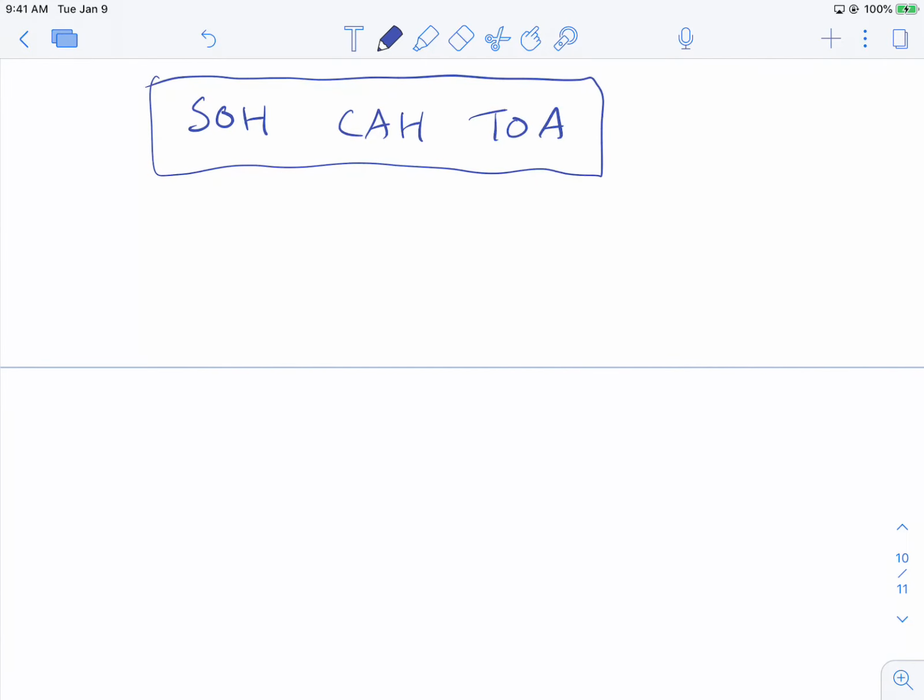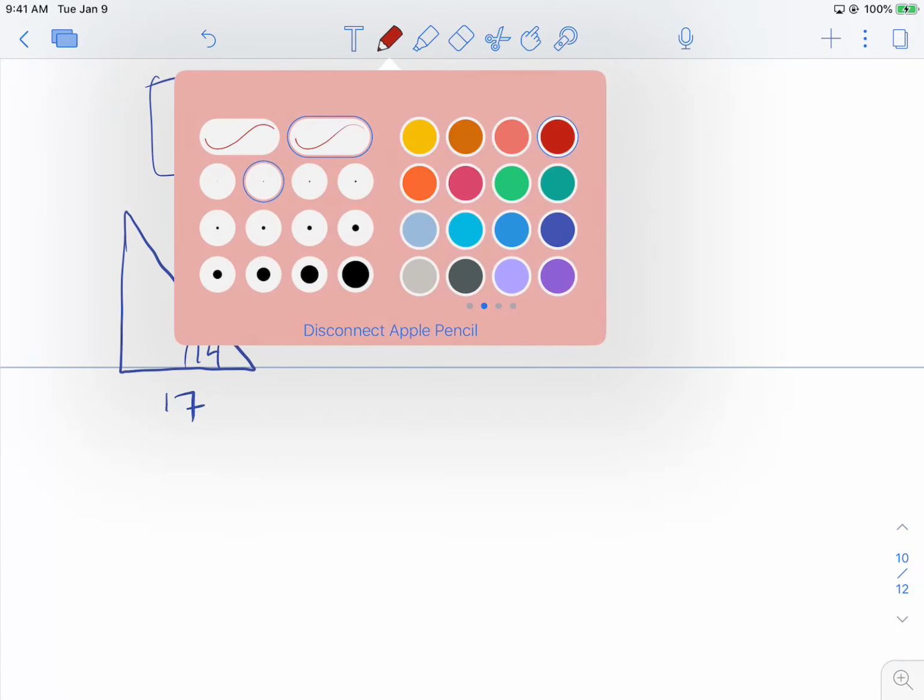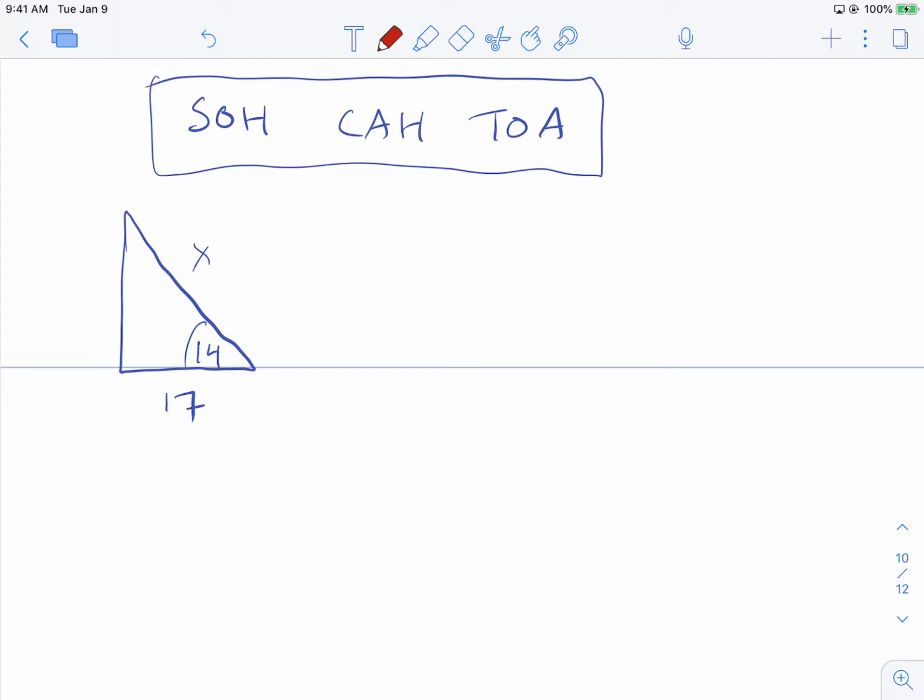So how is this going to help us? Well, let's take a look at an example of a triangle and figure out which thing we need to use. So if I have an angle of 14 degrees here, and I have a side of 17 here, and I want to figure out what this is, we need to decide which one of these three we need to use. I want you to take a second and try to figure that out. Which one would you use? So I'll give you a second here.